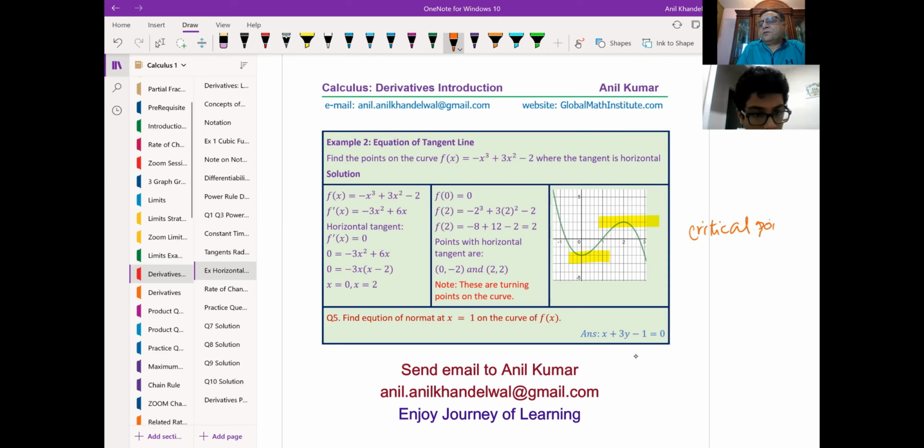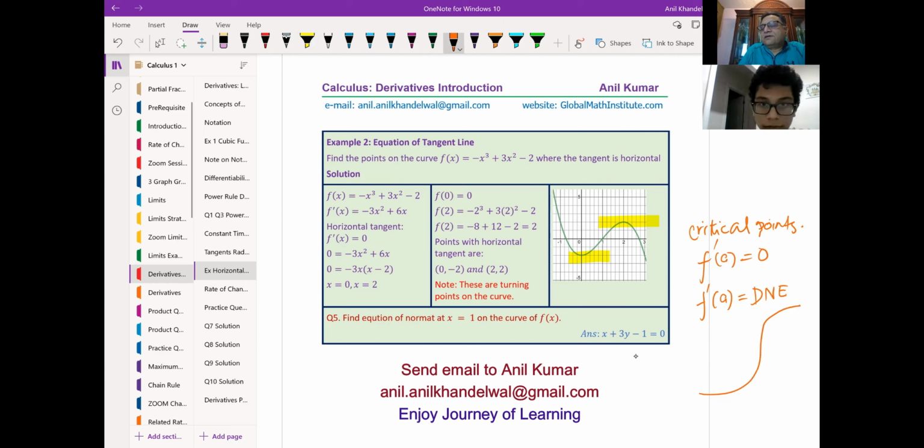Critical points or numbers are where the derivative f prime equals 0. Well, a critical number also includes the points where the derivative does not exist, meaning a cusp or a corner. Or it could be a vertical tangent like this. So that is also a critical point.